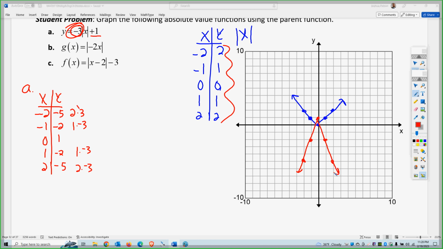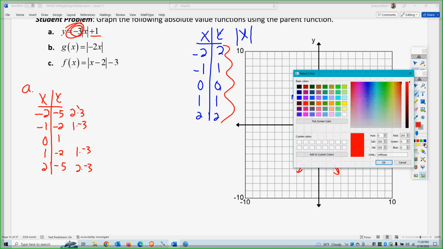And that one you can tell it moved up 1, it reflected, and it stretched vertically by 3, which makes sense with the picture. It definitely flipped upside down, it definitely went up 1, and it definitely stretched vertically. Okay, so we'll do B now. Let me get a different color. We'll do a nice orange, I guess.